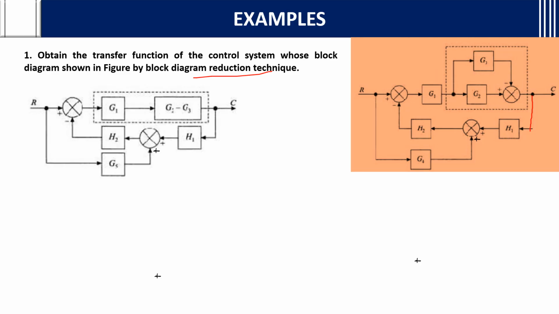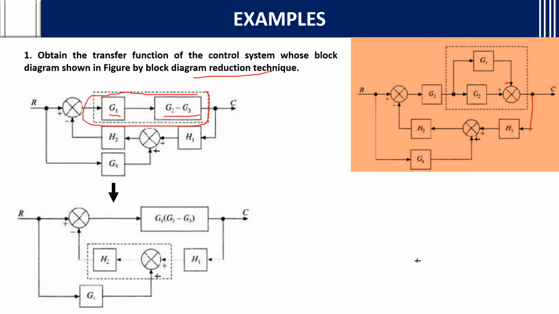If you see here, these two are in what? Parallel. See, this is not a feedback path, it is a forward path, because it is connected from left to right, that is output to input. So as here it is minus, you will write G2 minus G3 and into G1. Again, if you see, these two blocks are in what? In cascade. So you can multiply them. Nothing but you will get G1 into G2 minus G3.